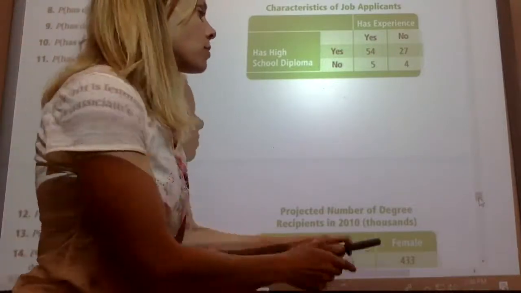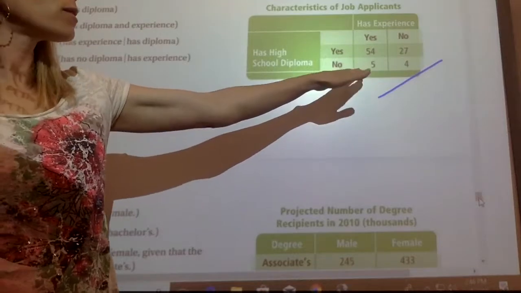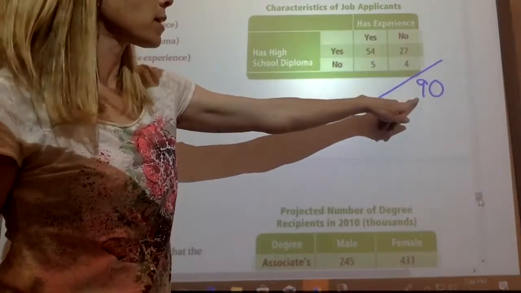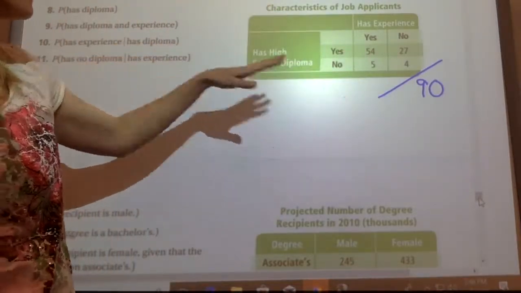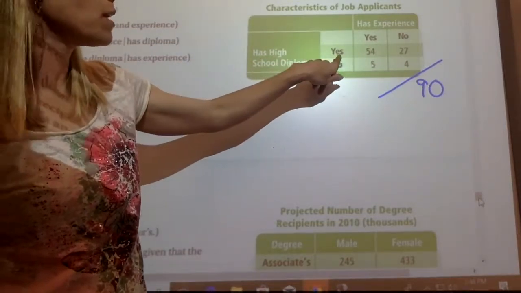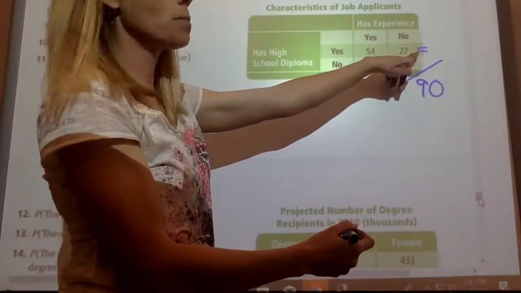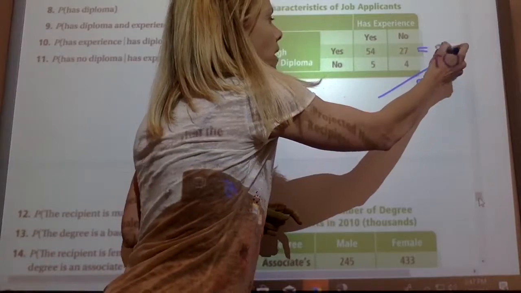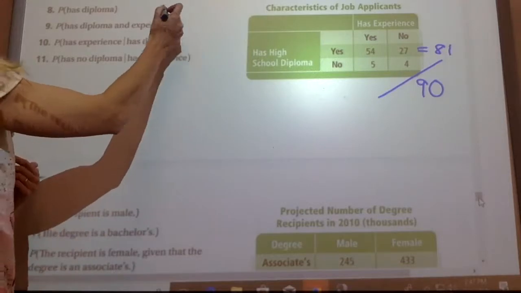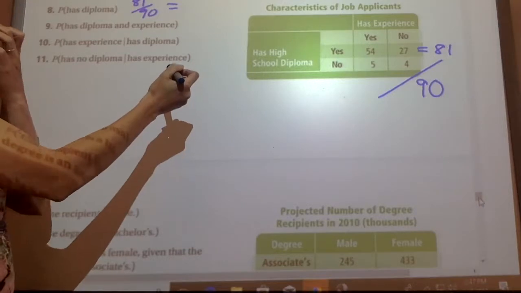So the first thing I would have to do is consider how many total job applicants there are. So you add up all four numbers and get what? We add them all up and get 90 total job applicants. So of these 90 job applicants, what's the probability someone has a diploma? You look at has diploma, yes, add those two numbers up. These are all the people that have a diploma. 81. So 81 people of the 90 have a high school diploma. There's your probability. So you take 81 divided by 90, and what's that as a decimal?